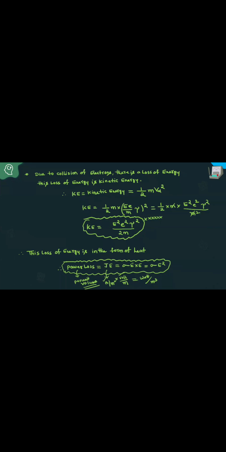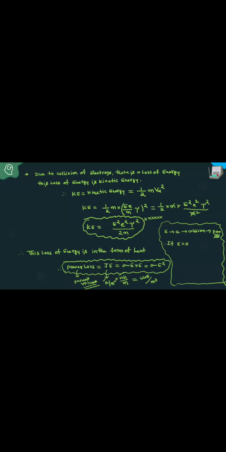Power loss is happening because of which one, friends? Collision of electrons. Why the collision of electrons? Because of acceleration of the electrons. Why the acceleration of electrons? Because of electric field. Understand? If electric field is applied, electron is accelerated, collision takes place, and because of the collision, there exists power loss.